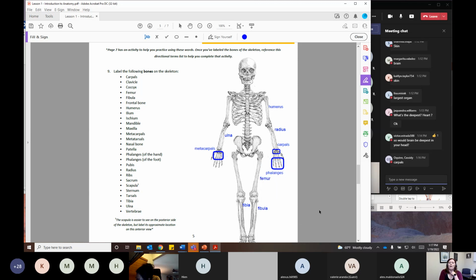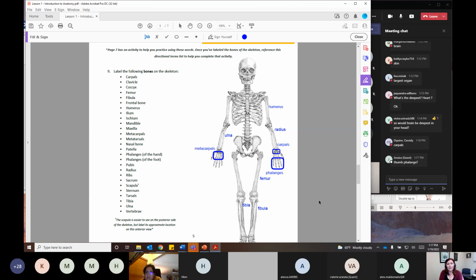finger bones. The cool thing about the phalanges, which we'll come back to learning their special names after the midterm, is that their names include some of those directional terms we talked about. So proximal and distal are included in the names of the phalanges. Again, you don't have to know them for now, but we will know them later.